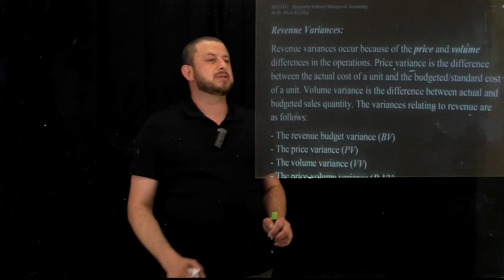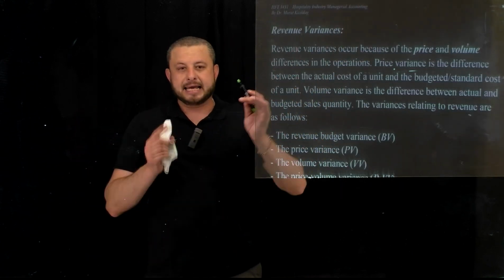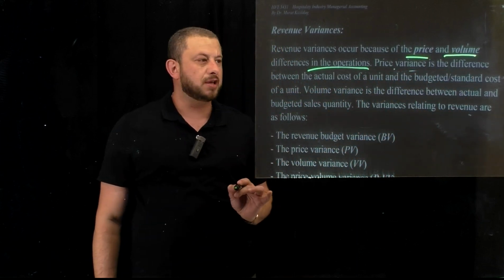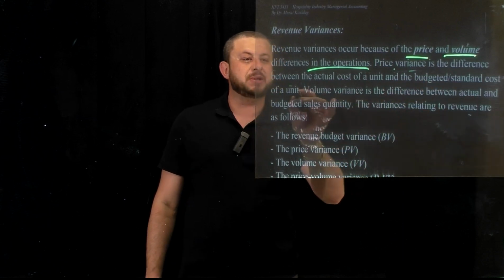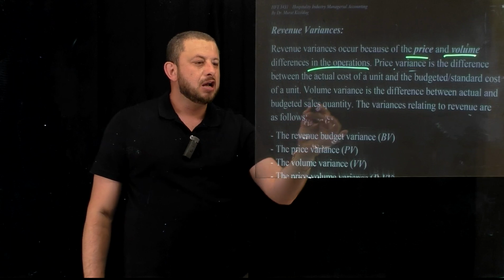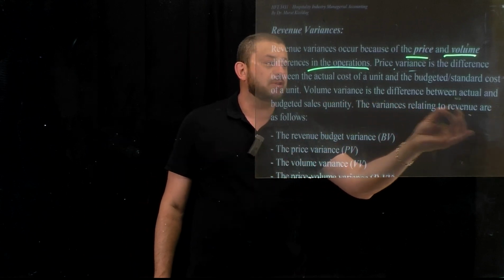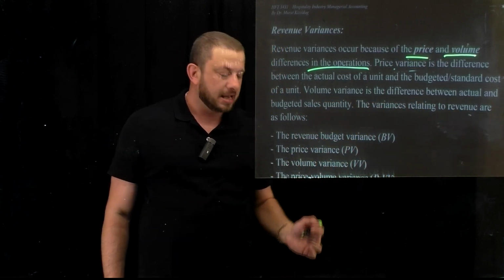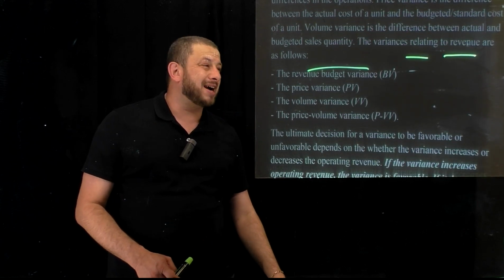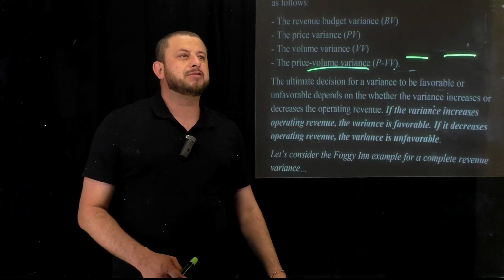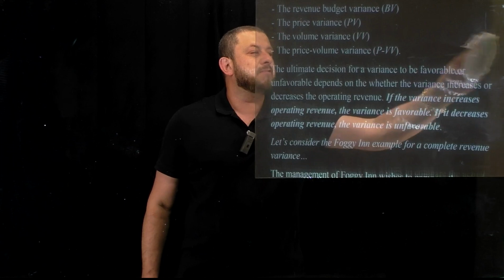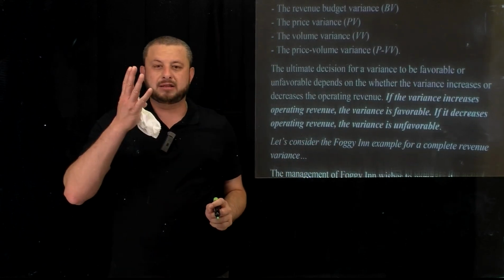For revenue variances, they occur because of the price-volume differences in the operations. Price variance is the difference between the actual price of a unit and the budgeted or standard price of a unit. Volume variance is the difference between the actual and the budgeted sales quantity. Therefore, our focus will be on the price and volume differences for the revenue variance analysis.